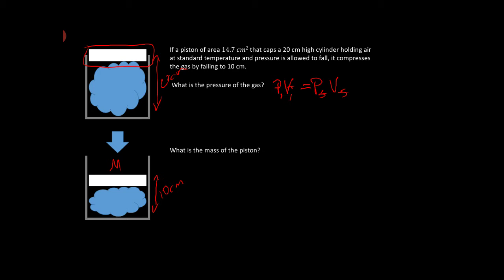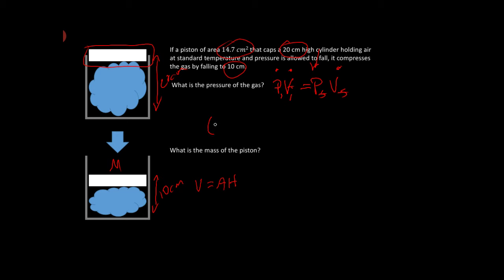Now, in order to do that, we just plug in some numbers. This is fairly simple because we want to find this PF, and we have things that we can turn into VI and VF. The volume is equal to the area times the height. The area is 14.7 centimeters squared on both sides, and the initial height is 20 centimeters and the final is 10 centimeters. So we have the pressures and the volumes.